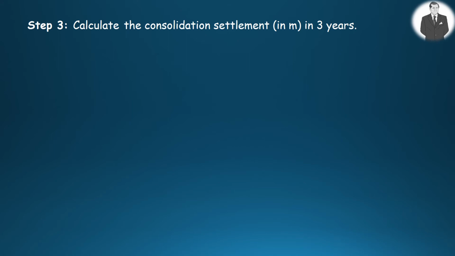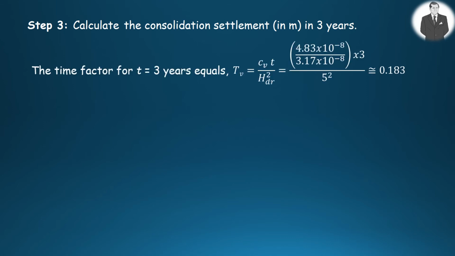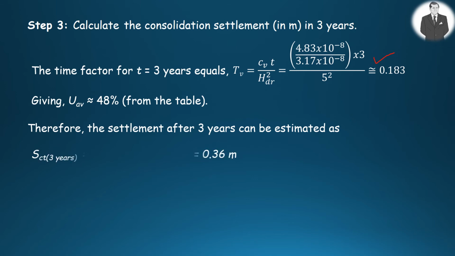The third step is to calculate the consolidation settlement in 3 years. Now the time factor for 3 years can be calculated as shown and obtained as 0.183. This corresponds to 48% consolidation. Thus, the settlement after 3 years can be calculated as 0.36 meter.